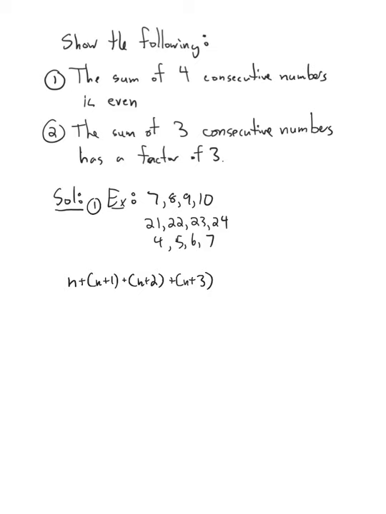And I introduced the symbol n, so let me tell you that. Let n be a whole number. So n is some whole number, so I can write the sum of 4 consecutive numbers. Here are my consecutive numbers, n, n plus 1, n plus 2, n plus 3, and I want the sum of them, so I'm going to add them.